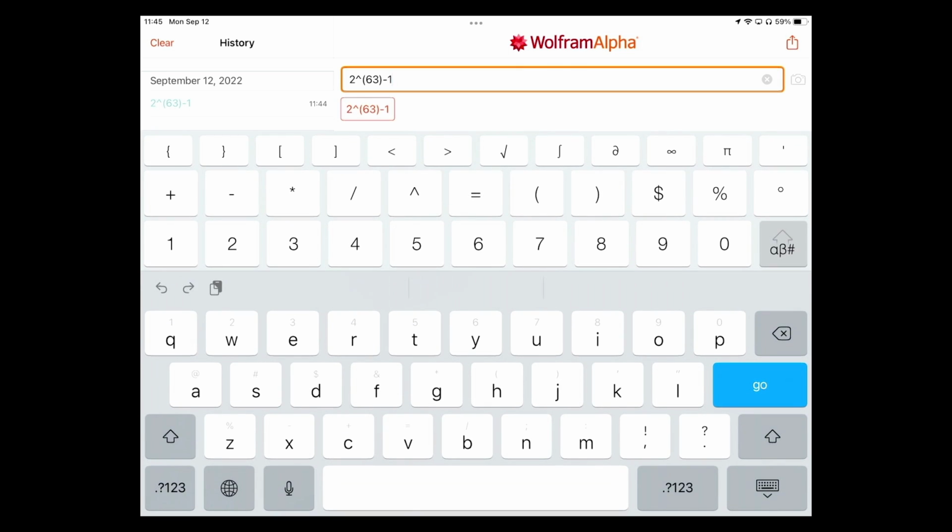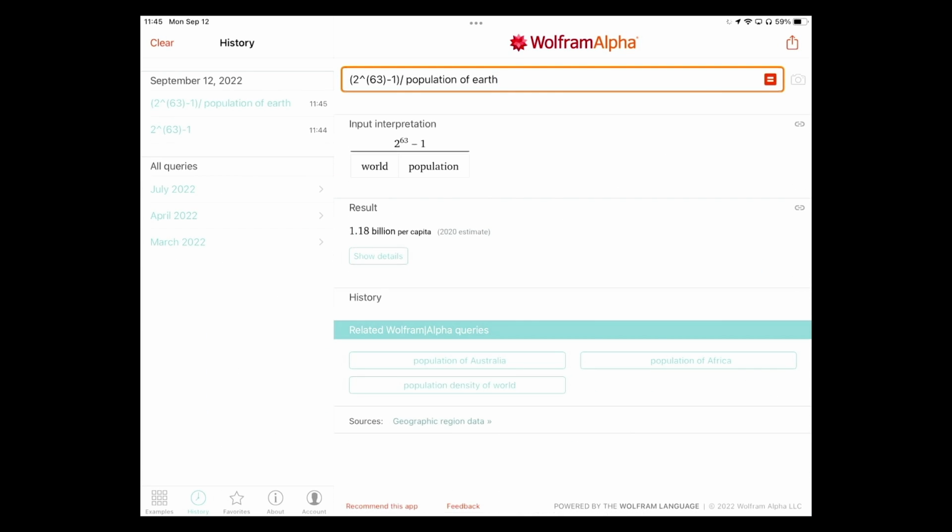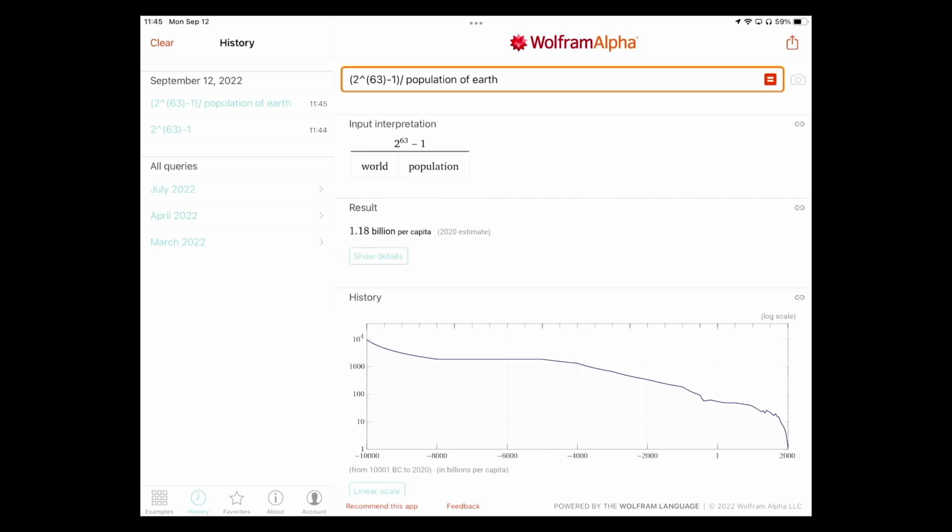All right, so for my next trick, and this is one of the reasons I love Wolfram Alpha, let's take that number and divide it by the population of the earth. So every person on the entire planet would each have to watch the Gangnam Style video 1.18 billion times for us to break YouTube again. Well, break the play counter. It's kind of a crazy big number, isn't it? And that's only 64 bits. It's crazy huge.